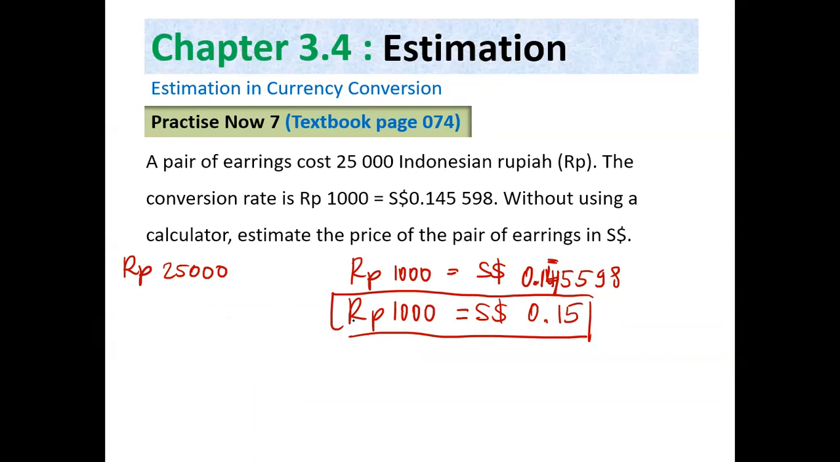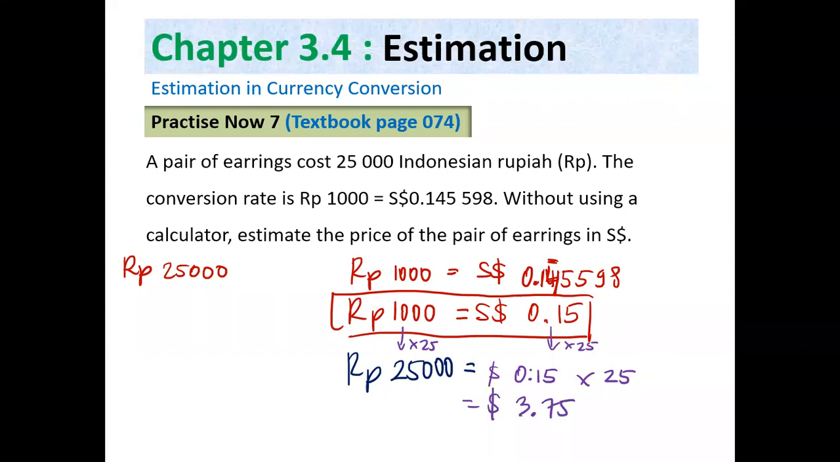Again, the conversion rate of 1,000 rupiah is 0.15. How about 25,000? Right, so you just multiply this by 25, right? So 1,000 to 25,000 is multiplied by 25, and this is also multiplied by 25. So way more relaxing, right? So 0.15 times 25. Okay, you may use your calculator. You will get around 3.75.